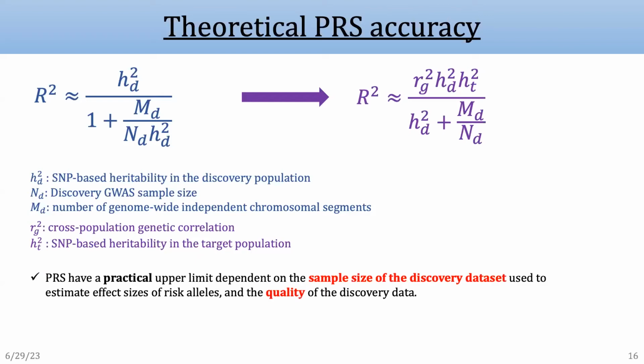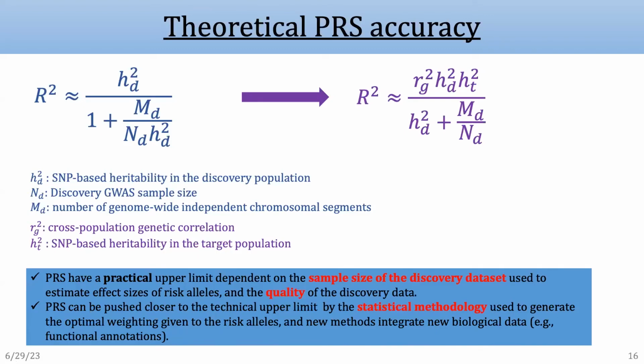So first of all, we can increase the sample size as well as the diversity of the discovery dataset. And secondly, we may use some more advanced statistical methodology to improve the accuracy. Those methods can be used to generate optimal weights associated with the risk alleles and also select more variants that are truly associated with the phenotype of interest.